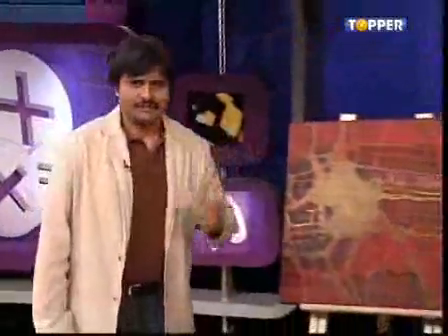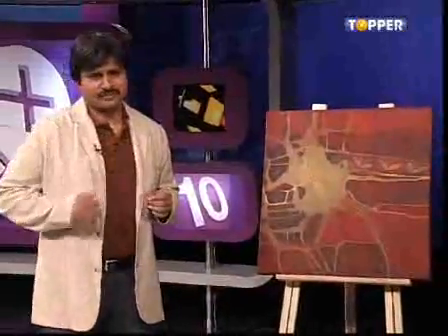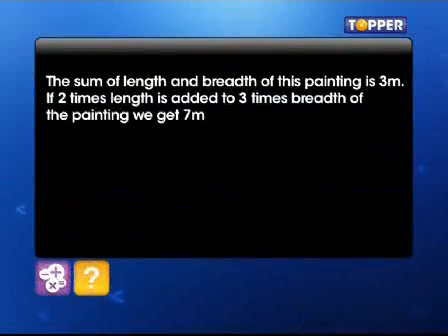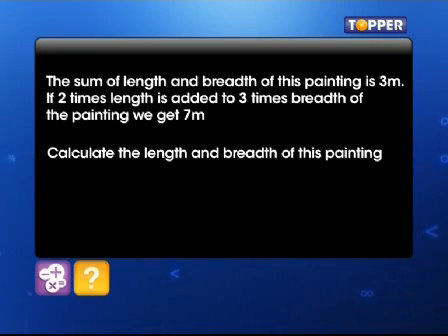I have this painting here. I'll give you a couple of conditions. Now the sum of length and breadth of this painting is say 3 meters. Let me give you one more condition. If 2 times length is added to 3 times breadth of the painting, let's say we get 7 meters. And now I will throw a question at you. How do we calculate the length and breadth of this painting?